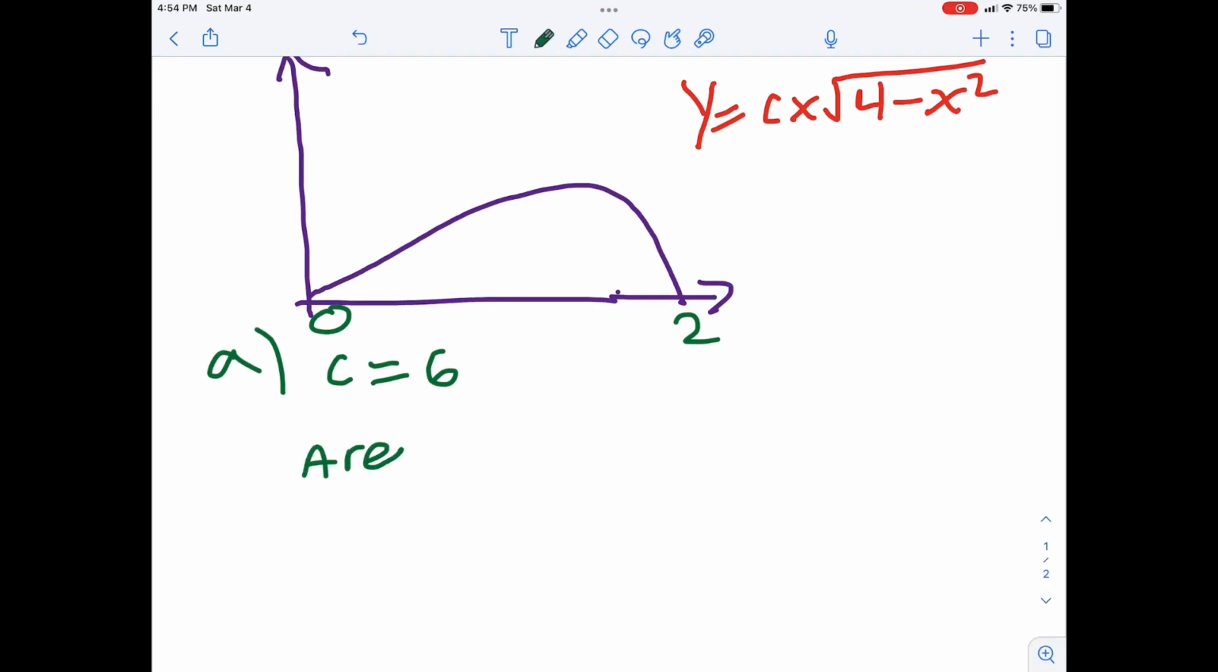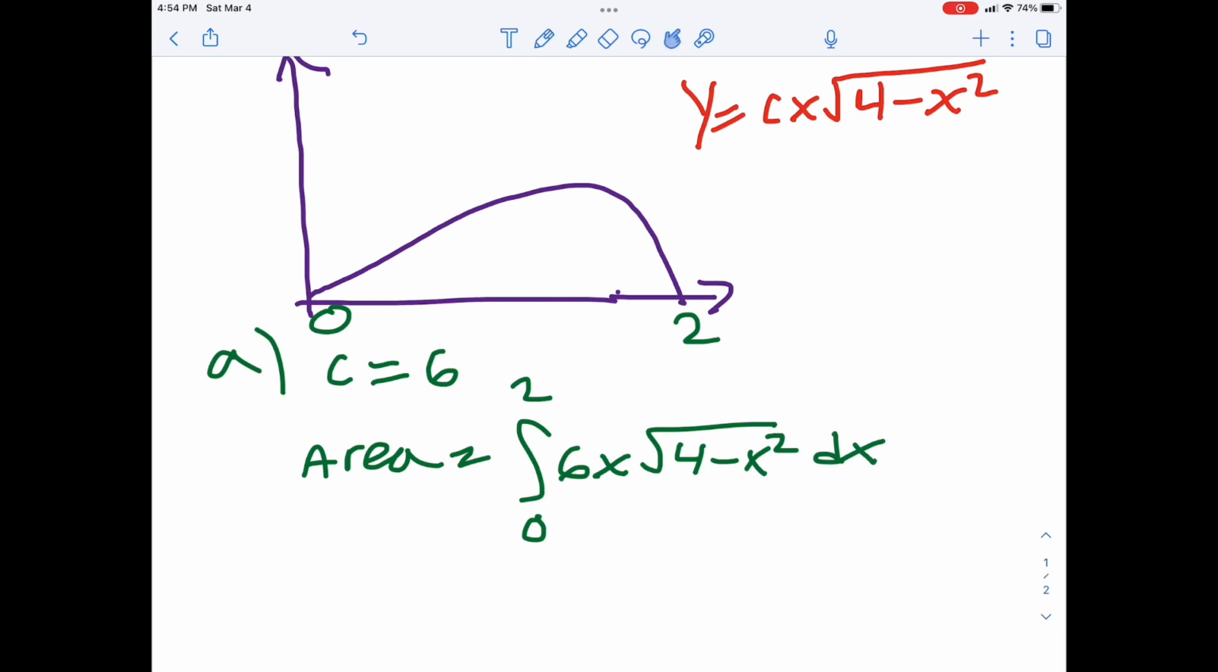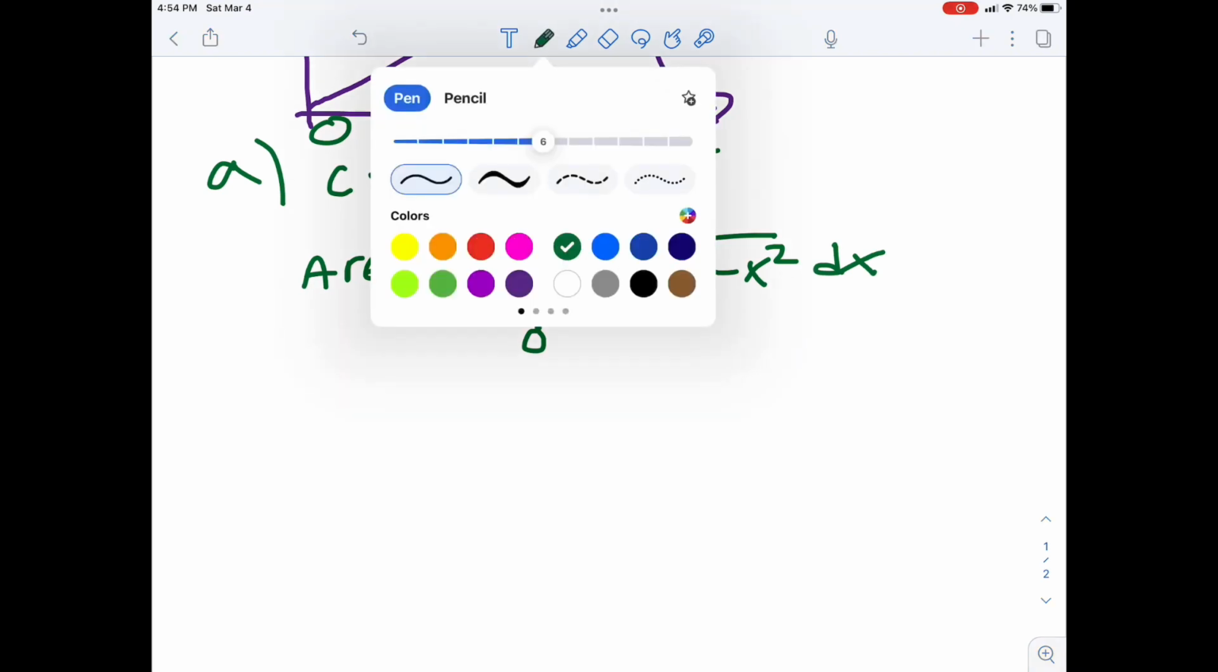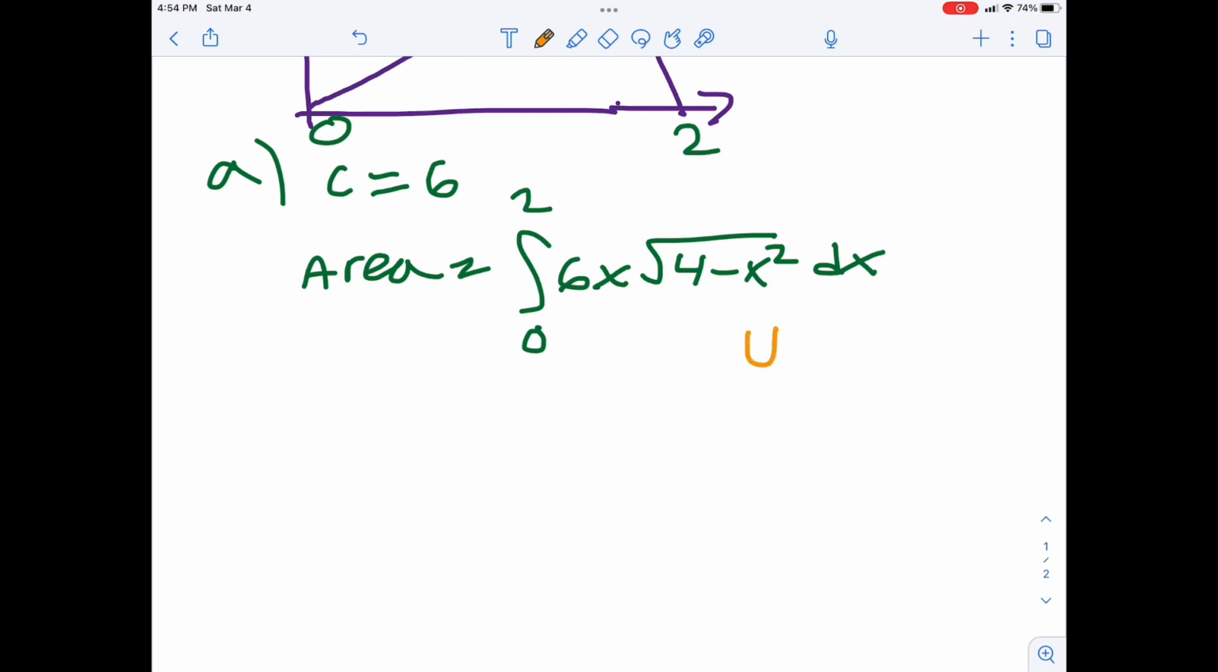So I have that the area is the integral from 0 to 2 of 6x times the square root of 4 minus x squared dx. This integral, as you'll see, you could probably factor this out, but I'm going to solve it using u substitution. So I'm going to say that my u is going to be 4 minus x squared. Therefore, du is negative 2x dx.